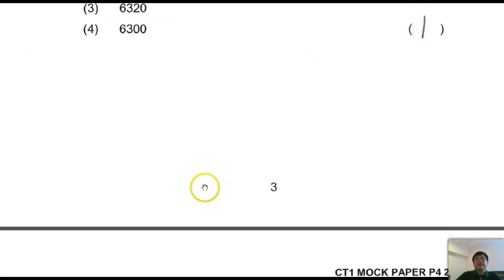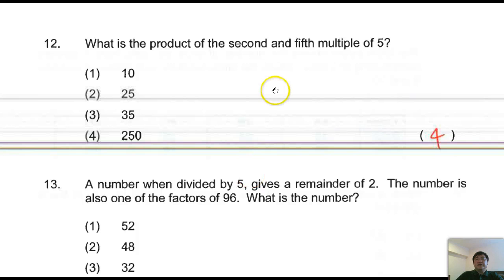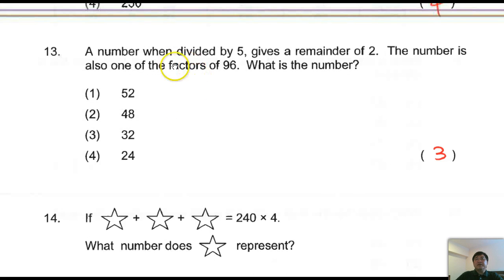Let's carry on. What is the product of the second and fifth multiple of 5? Second multiple of 5 is 2 times 5, 10. Fifth is 5 times 5 is 25. 10 times 25 is 250. The answer is 250. Next, when a number is divided by 5, it gives a remainder of 2. The number is also one of the factors of 96. What is the number? How do you do this?